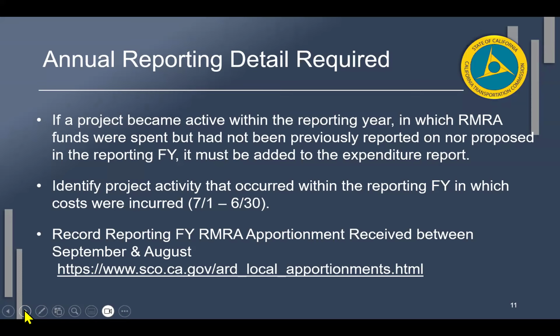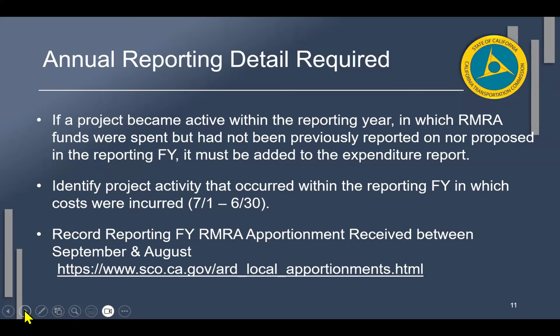You're also going to identify any project activity that occurred within the fiscal year, and especially those in which costs were incurred. So 7/1 to 6/30, right? Anytime within that, whatever the activity was, you need to make sure that you are including that information. And again, we're just going to reiterate that you're receiving your funds from September.